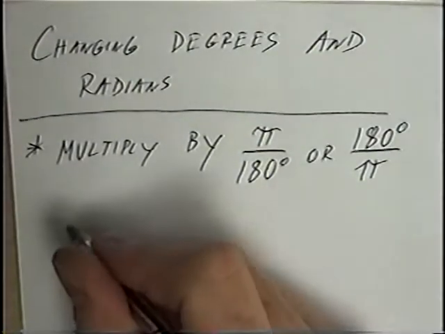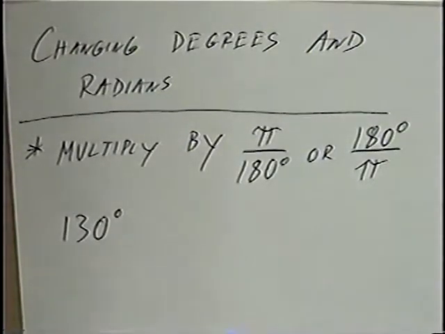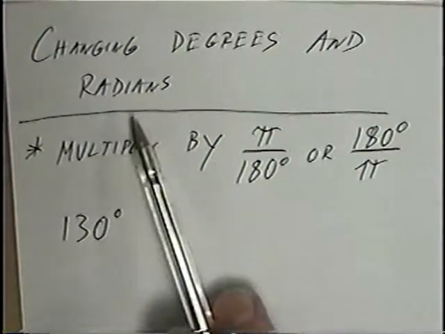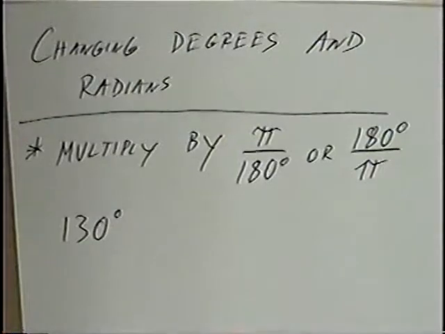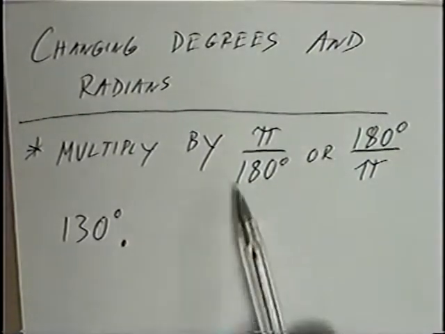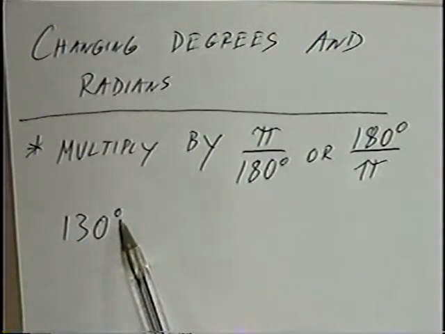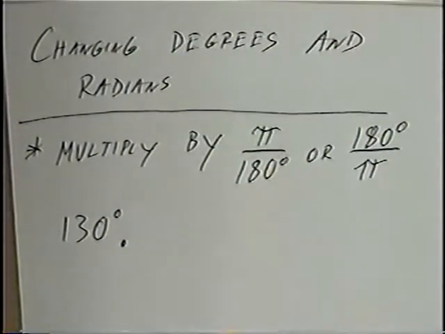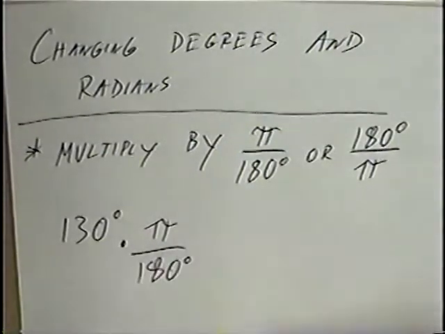First question we'll look at is 130 degrees. We'll take the degree measurement and change that into radians. Instead of a degree symbol, radians will be left with a pi symbol. To change degrees into radians, we'll multiply by either fraction. The fraction that we want to use, if we start with degrees, is the fraction with the degrees in the denominator. So we'll multiply by pi over 180 degrees.